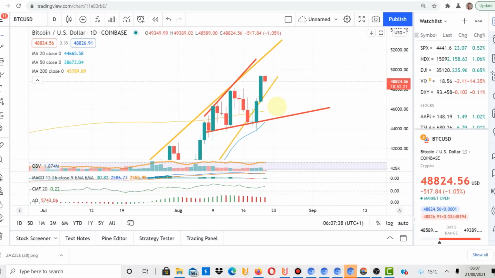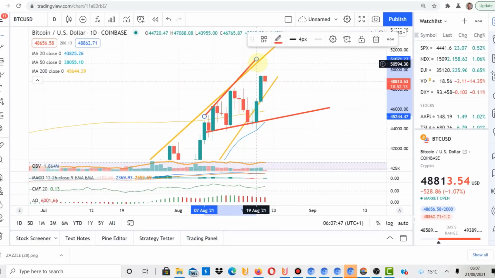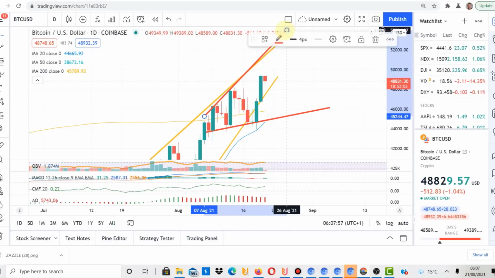Again, we can now see that it's actually not a broadening triangle, it's actually a broadening wedge that we're in, the red one. So two things here. We are in this ascending wedge, which is a bearish pattern. Then we moved briefly into this broadening triangle, because what happened was we stepped out of the ascending wedge.